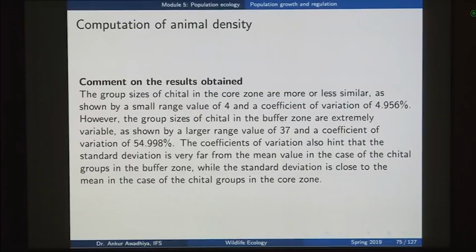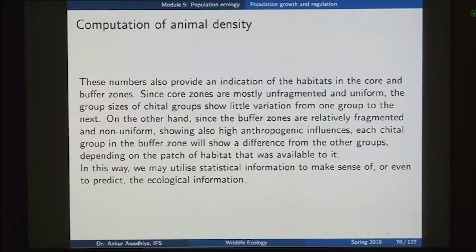The coefficients of variation also hint that the standard deviation is very far from the mean value in the case of cheetal groups in the buffer zone, while the standard deviation is close to the mean in the case of the cheetal groups in the core zone. Now, these numbers provide an indication of the habitats in the core and the buffer zones. Now, the core zones are mostly unfragmented and uniform. So, the group sizes of cheetal groups show little variation from one group to the next.